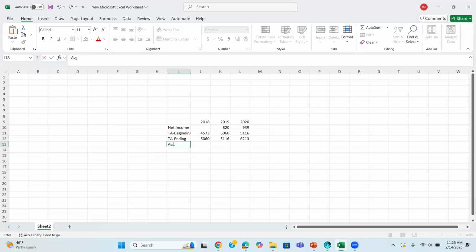Okay, so we can now get the average asset for each of the year. We can sum these two and divide it by two, right? Thus we can have the average asset for each of the year. You get it? All right.